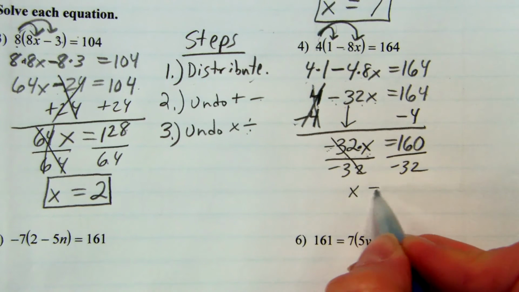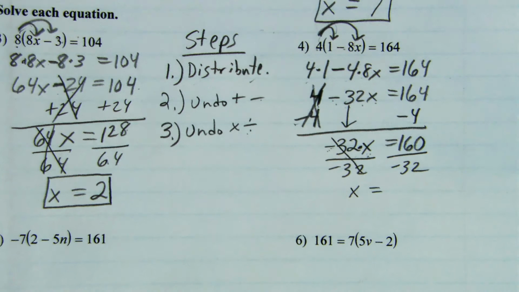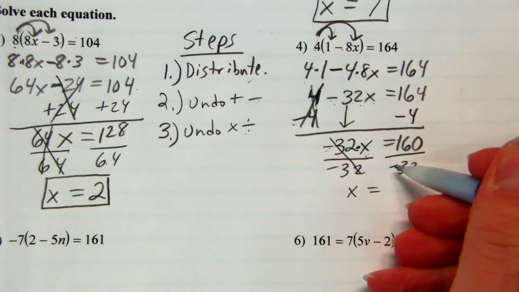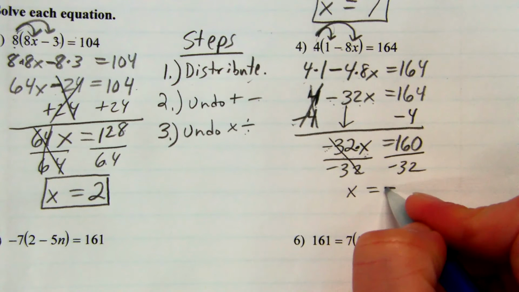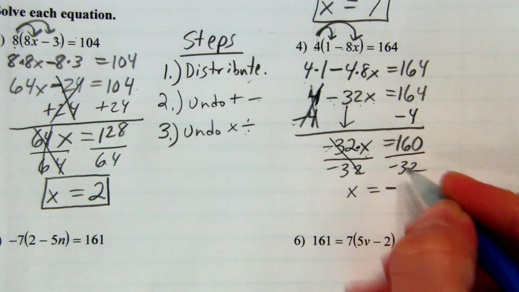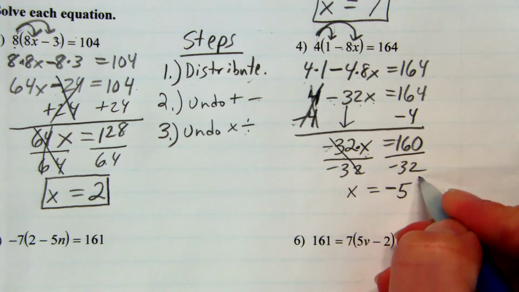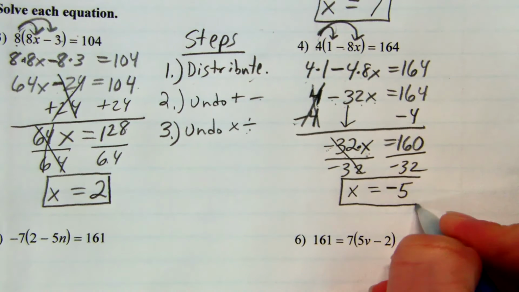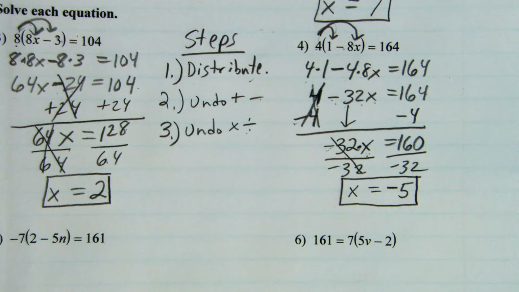So then x equals, and I'm going to grab a calculator because I don't know what this one is off the top of my head. Negative 5. So it just comes out 5. All right, so since I have a positive divided by a negative, I know my answer is negative. And then 160 divided by 32, we just did on the calculator, and that is 5. Okay? So far, so good.